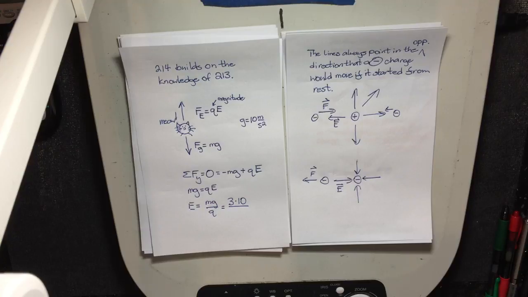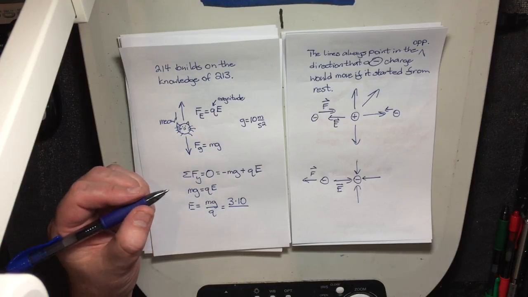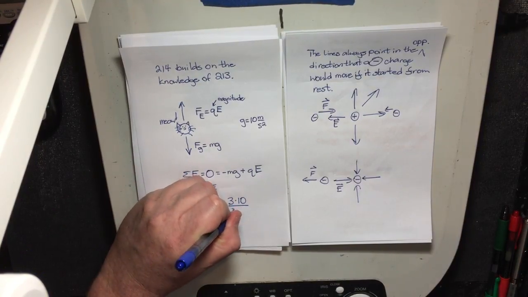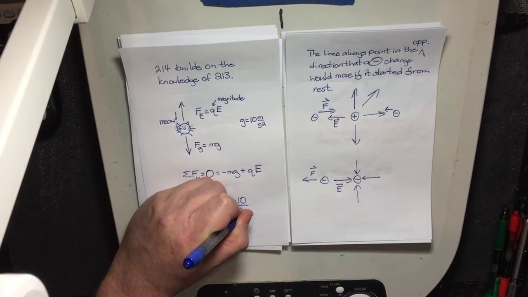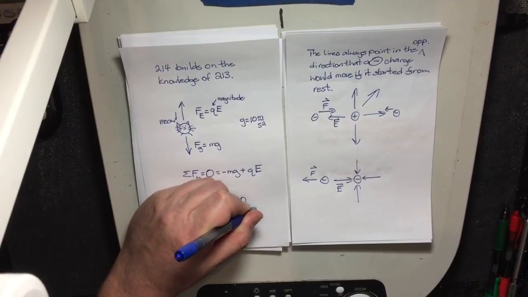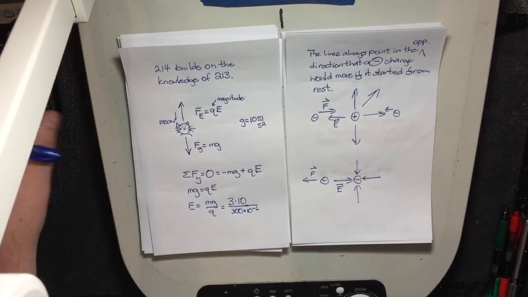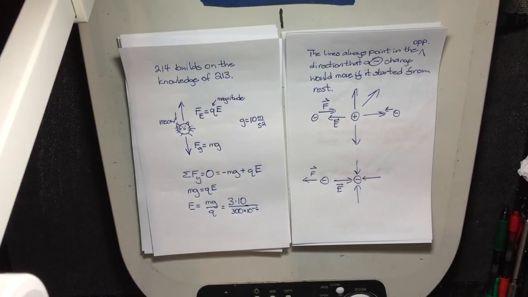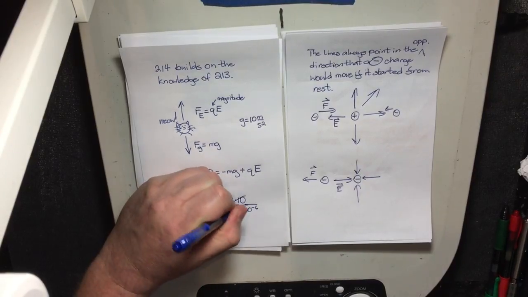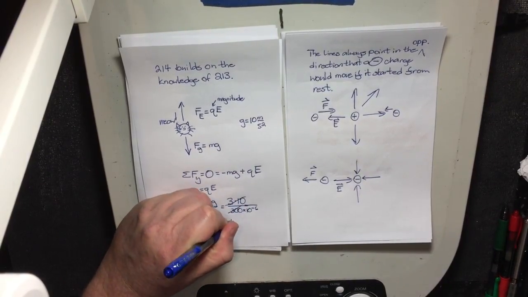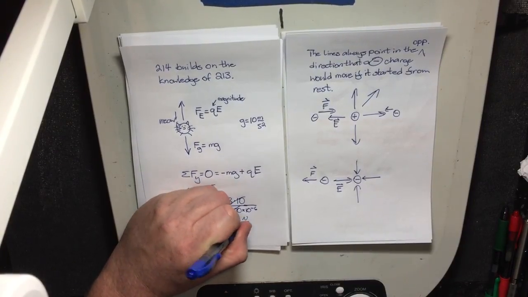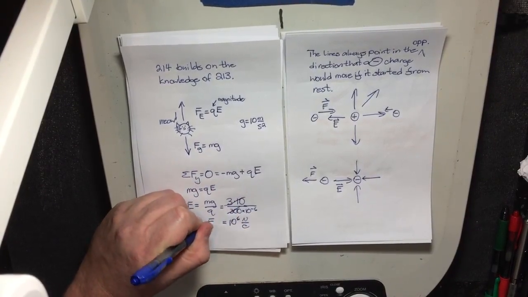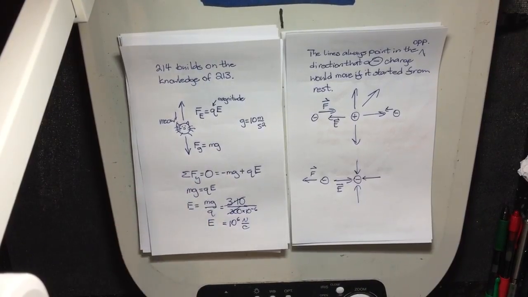The charge has 300 microcoulomb, so it's 300 times 10 to the negative 6th, which means that, oh, the math works out really well, that the electric field is 10 to the 6th newtons per coulomb. That's the magnitude of the electric field.